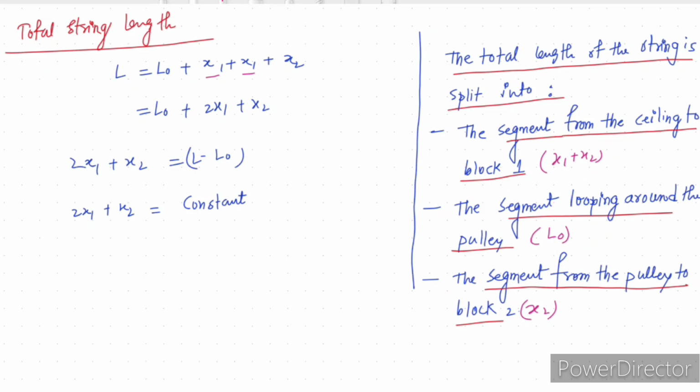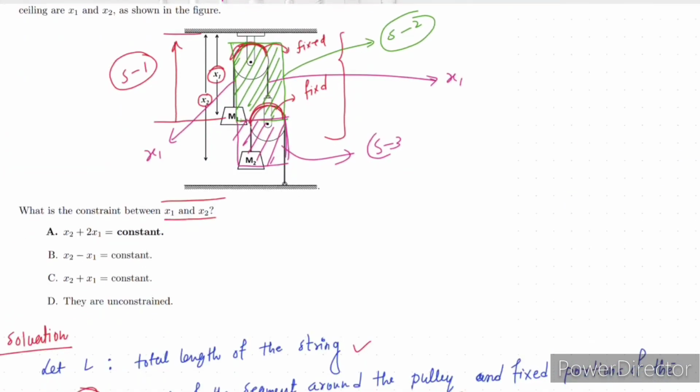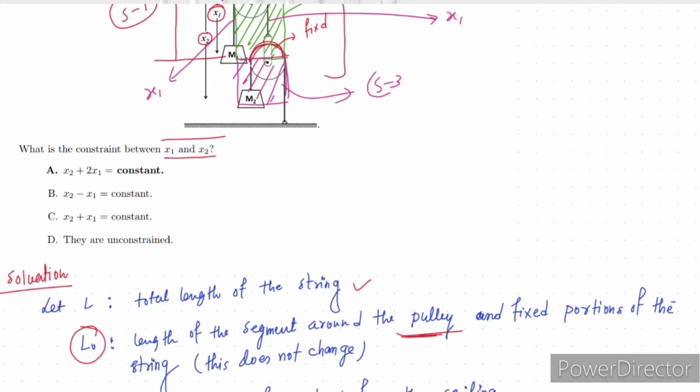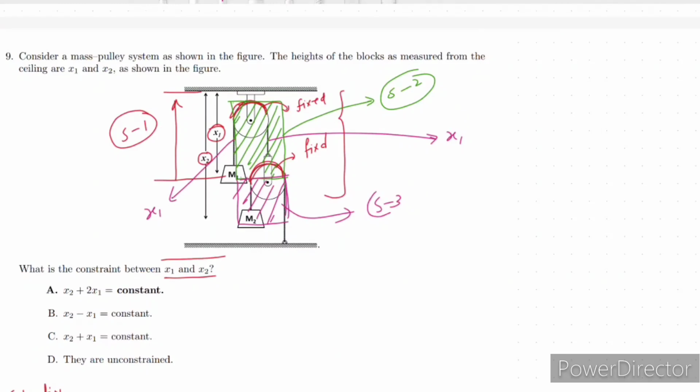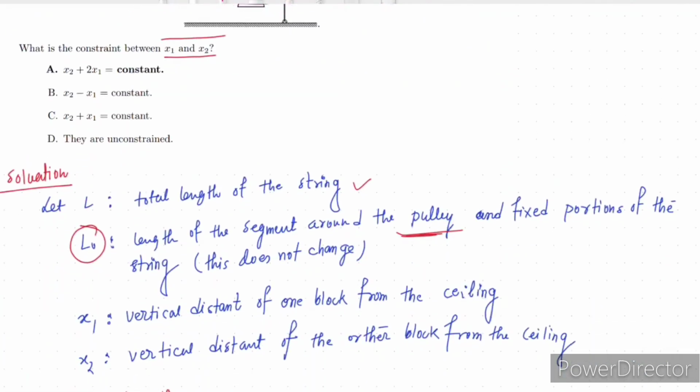So 2x1 plus x2 is equal to L minus L naught, and this is always a constant term. So 2x1 plus x2 is equal to a constant. This is the constraint between x1 and x2. So just visualize the concept. This concept is very important to understand.